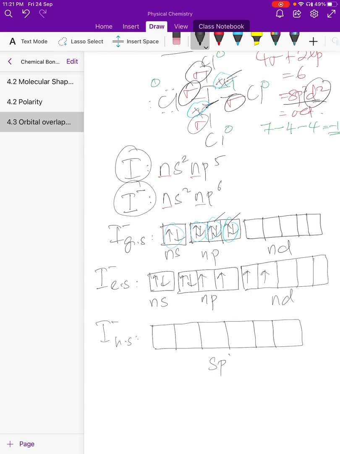Okay, sp3d2, 6 orbitals. The first one here we have 2 electrons. Second one, 2 electrons. The subsequent ones, each has 1 electron. Okay, so this is the I negative hybrid state.